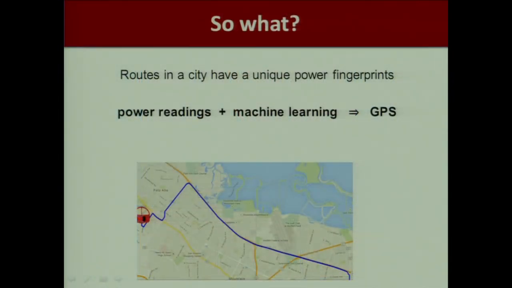Well, it turns out by driving around, you can build a power map of different roads around the country. And again, by using machine learning, you can then basically turn the power meter into a GPS. Yes, as you drive around a particular road in the city, we can match your current power measurements to previously measured power measurements on that road, and we can tell exactly where you are.